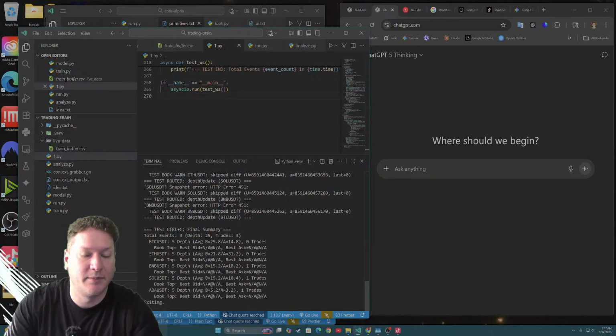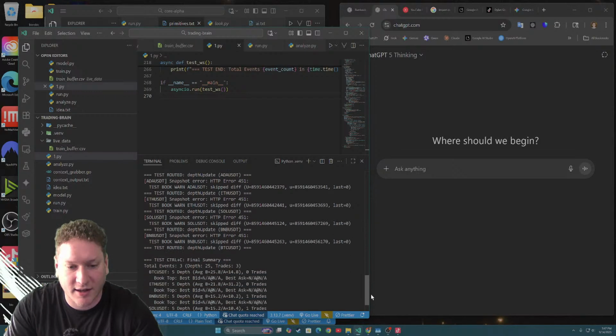If y'all want to ever connect to the Binance WebSocket, use the version 5 and it's not geo-blocked.